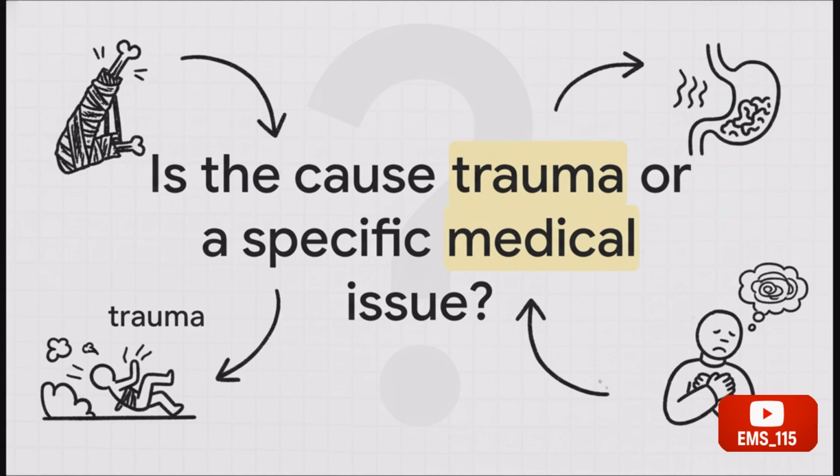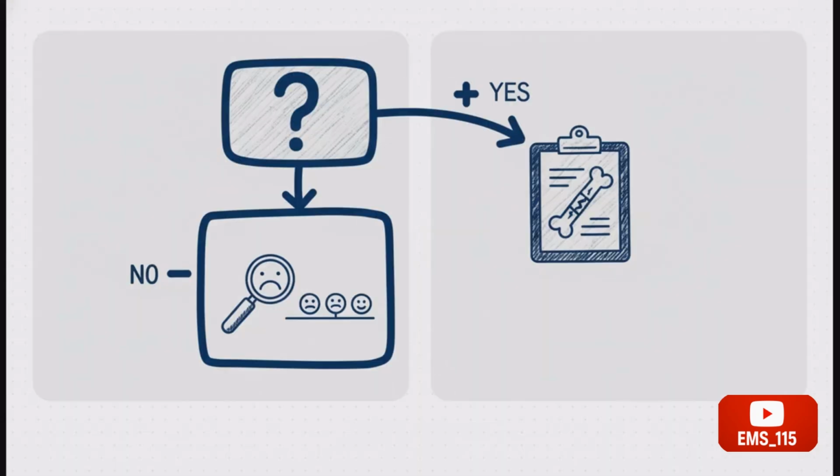Is the cause of the pain super obvious, like a broken leg from a car crash, or is it something a little more mysterious? So if the answer is yes, you know exactly what's going on. You branch off and follow the specific protocol for that problem. But if the answer is no, or if that other protocol tells you to come back here, you stay on this path, and you move to the next crucial step, a formal pain assessment.